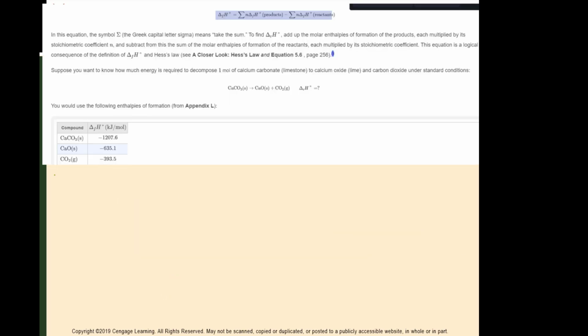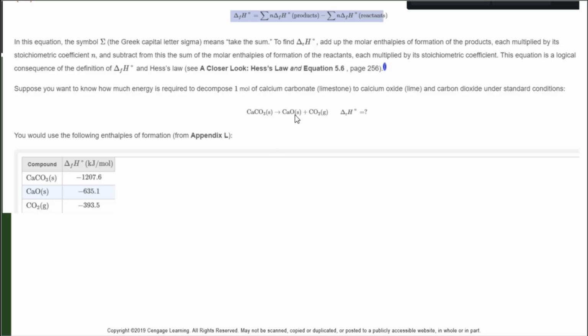Here we have calcium carbonate decomposing into calcium oxide and carbon dioxide. Now you might be asking yourself, cool, I just did this using Hess's law.